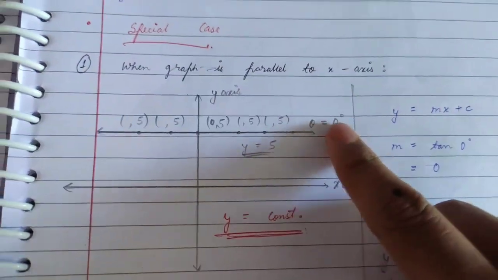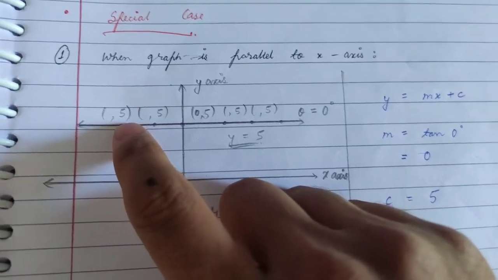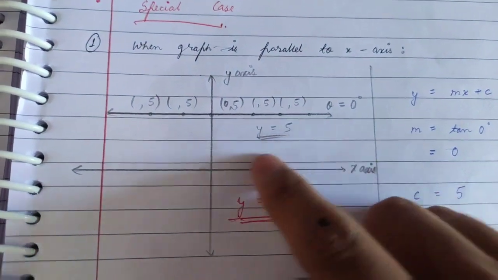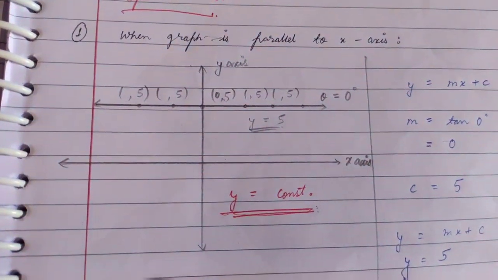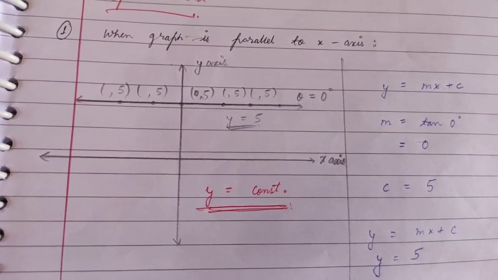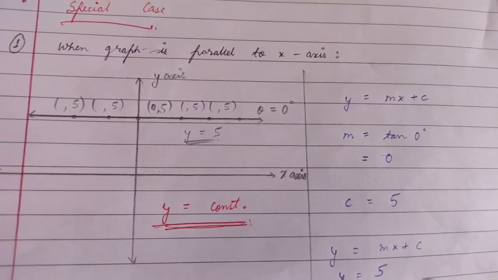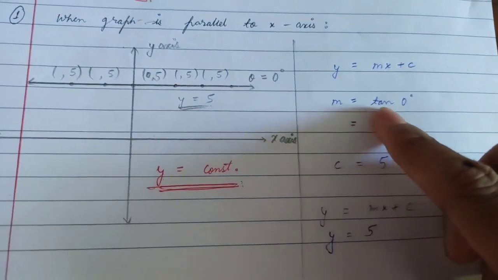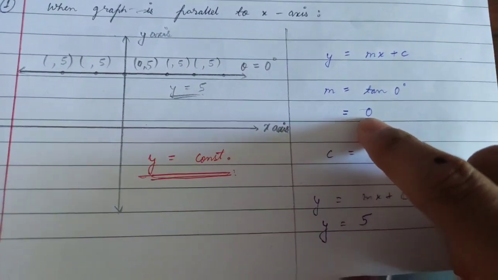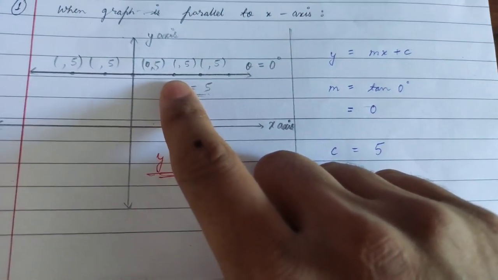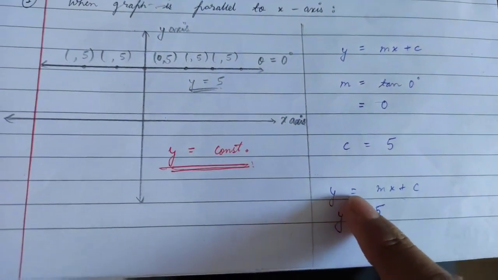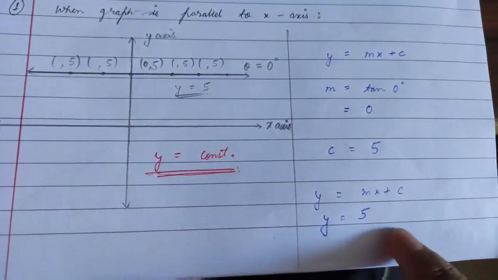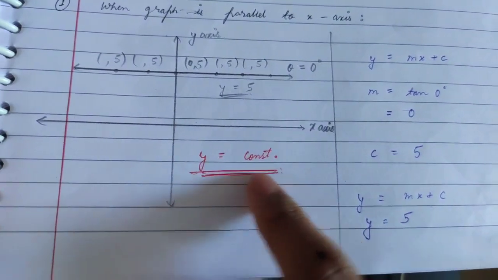because at every point the value is 5. Or, if we draw the line at 0 comma 2, here also y will be constant at all the points. It will be y is equal to 2, and x can take any random value. If we want to put it in the equation y is equal to mx plus c, then here m is tan 0 degree, so tan 0 is 0, and c is 5. So y will be equal to mx plus c, and since m is 0, this whole thing will become 0. So y is equal to 5. That is why we write y is equal to constant.